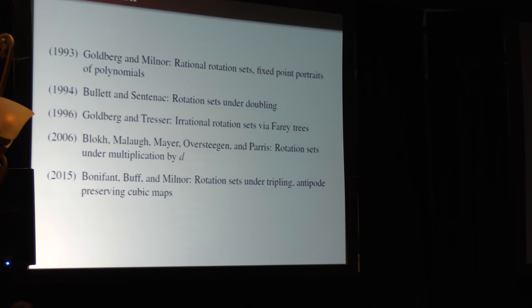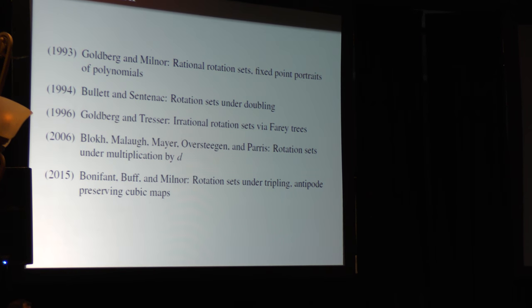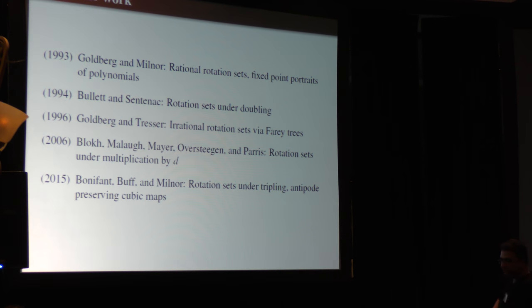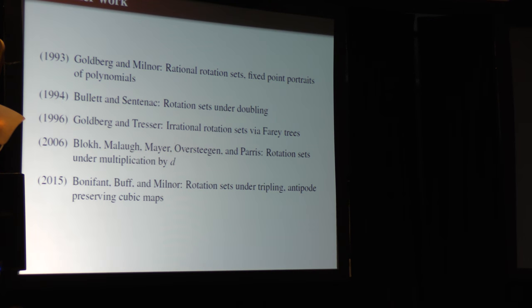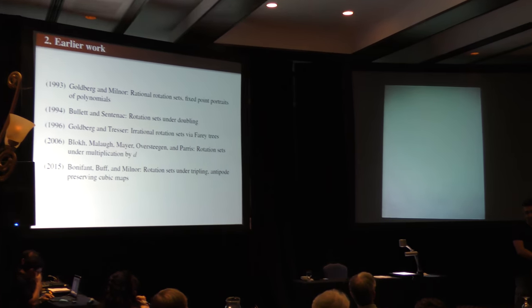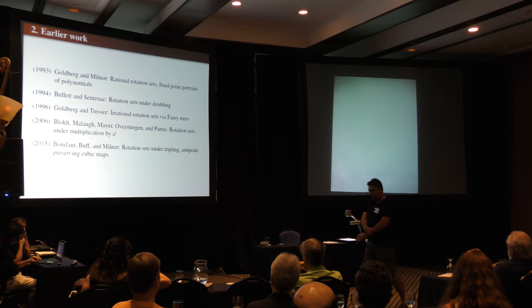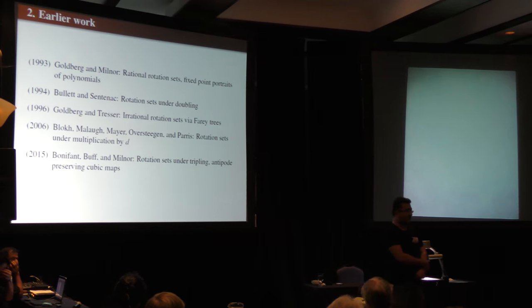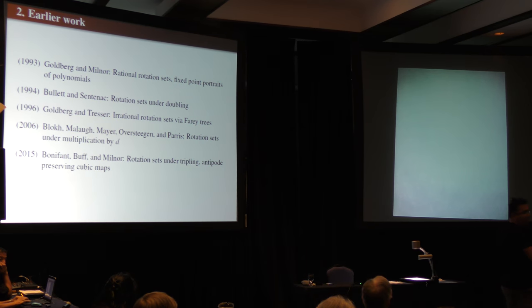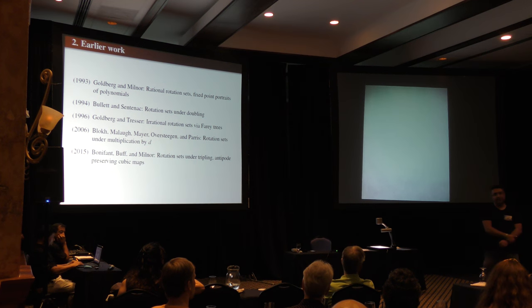This is a preprint that came out last year. They study anti-holomorphic preserving cubic maps, and in doing so, they have to study some rotation sets under the angle tripling map. And this last paper was actually my motivation, because at exactly the same time, my main motivation was to look at the space of cubic polynomials with a fixed Siegel disk of a given rotation number. This is a one-dimensional slice. And to each such Siegel disk, you can attach a Julia set. And I was wondering how these Julia sets change as you move around the parameter space.